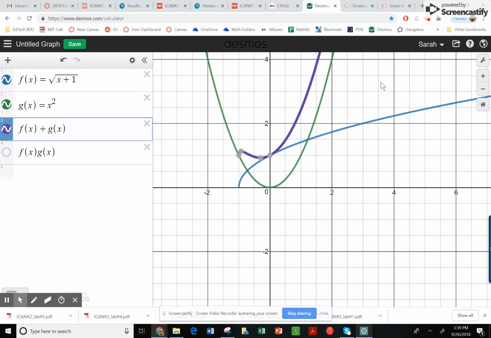And then there's another page that is a practice page that you can do on your own. Okay? All right, that is all that I wanted to say.